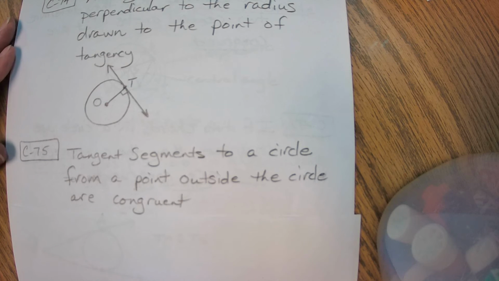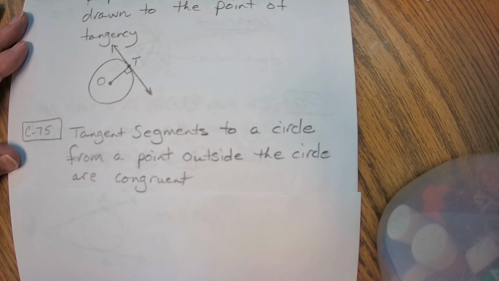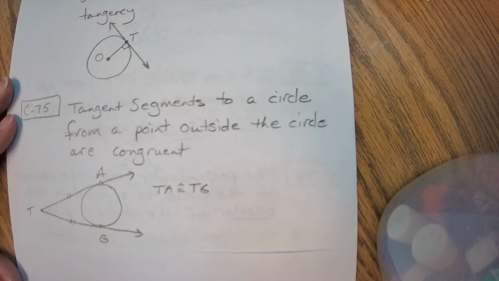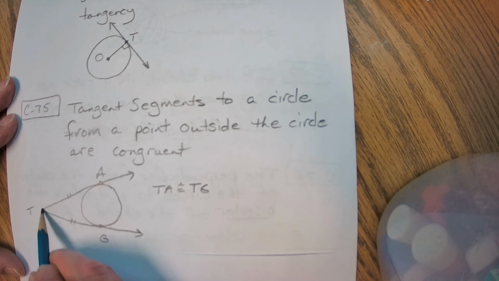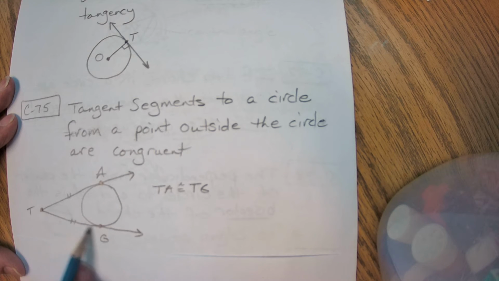Okay, C75 says that tangent segments to a circle from a point outside the circle are congruent. So this is the point that both of these tangents converge from. This segment and this segment will be congruent.